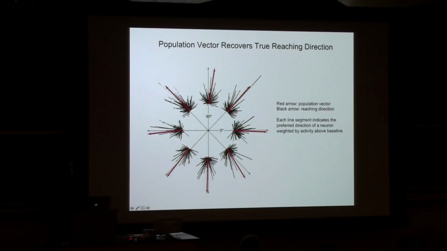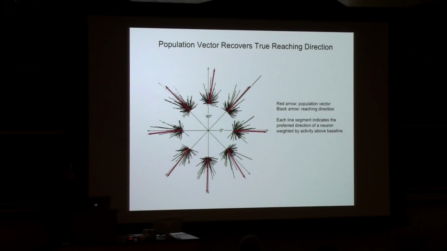Then you just do a vector sum. You just average the weighted sum. And the result is this red vector. That's called the population vector. It's based on the activity of all the neurons. You see it compared with the actual reaching direction: kind of similar, but it's not exact. You see there are some errors there, right?